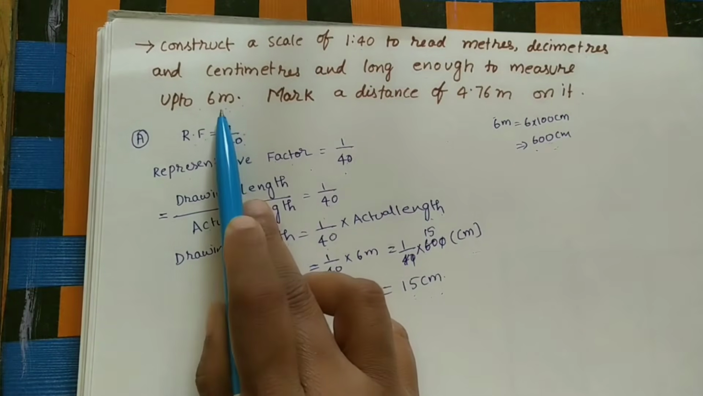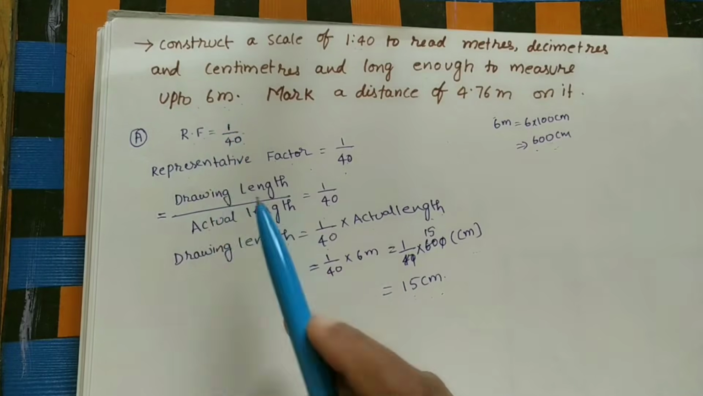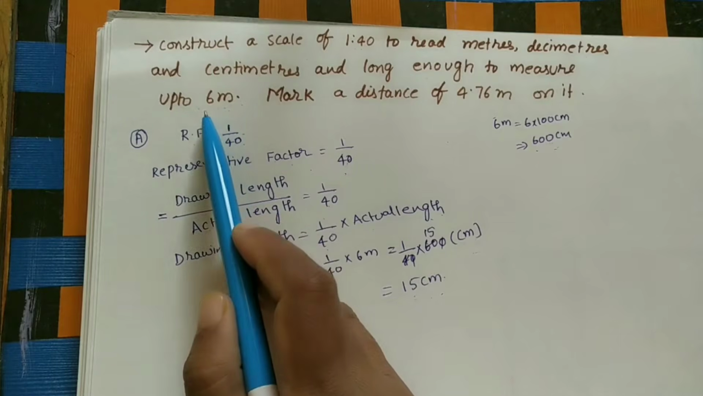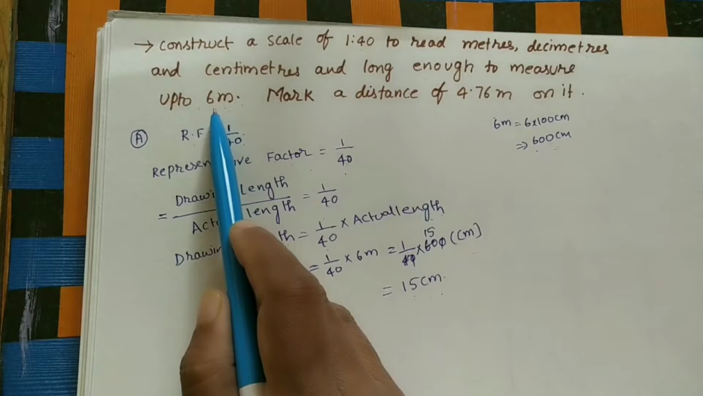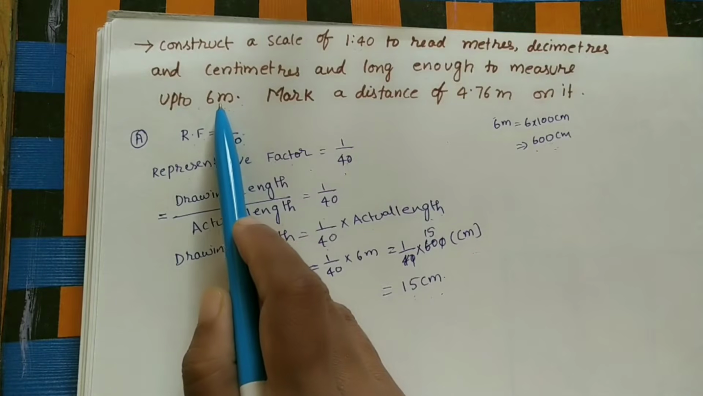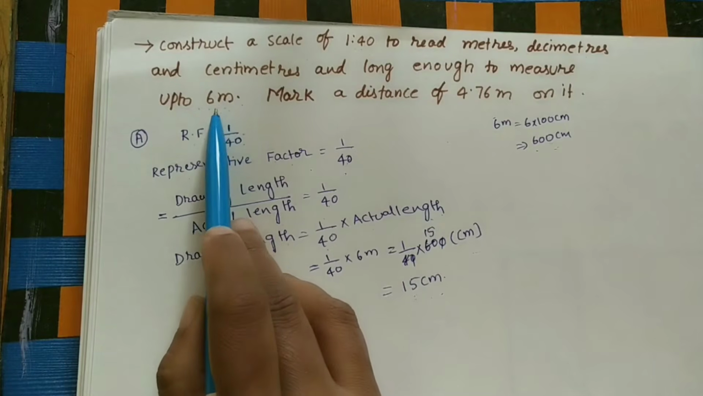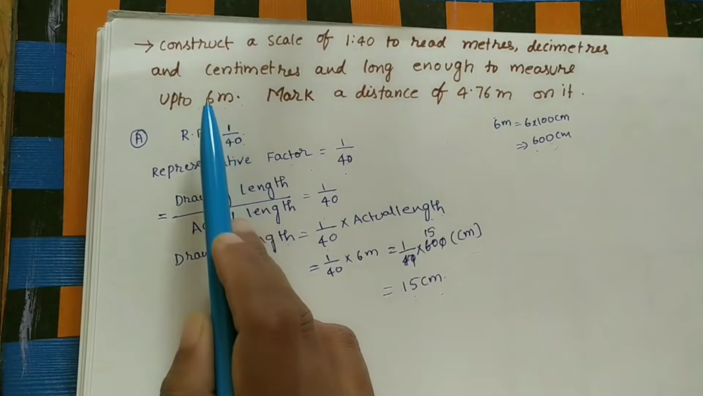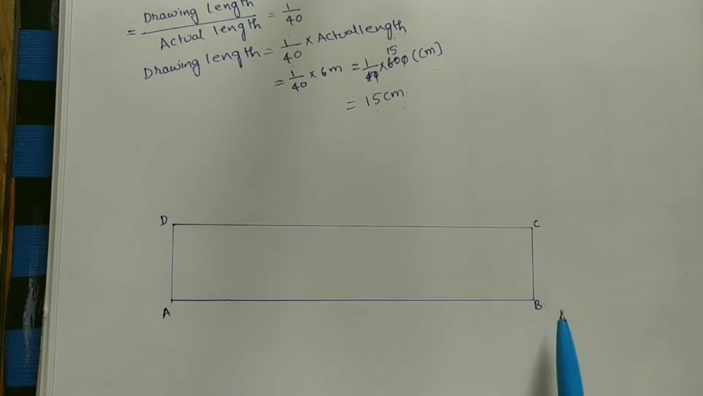6 meters means divide this scale into 6 parts. Each part is 1 meter. Whatever maximum limit is given, divide into that number of divisions. If they say we can measure up to 7 meters, divide the scale into 7 parts. If 8 meters is given, divide the scale into 8 parts. According to this maximum number, we have to divide that many parts. Here we can measure up to 6 meters, so divide this length into 6 equal divisions.